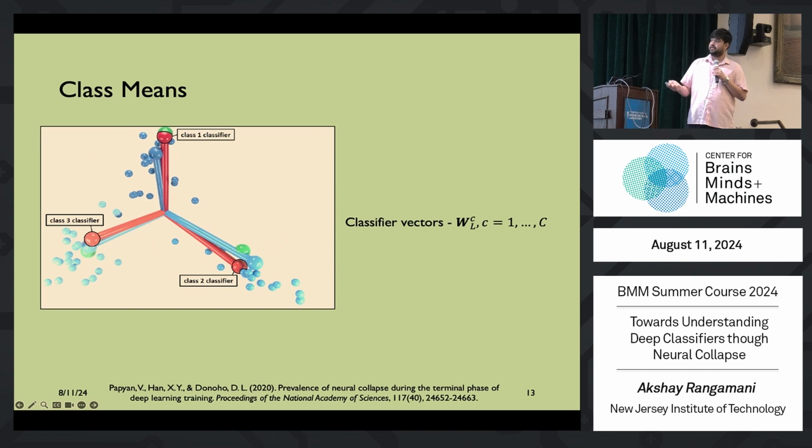And the red ball and stick corresponds to the classifier vector, and you have as many classifier vectors as you have classes, right? Because at the last layer, you're mapping your feature vector from whatever dimensional representation to a score for each class. So you have as many classifier vectors as classes.